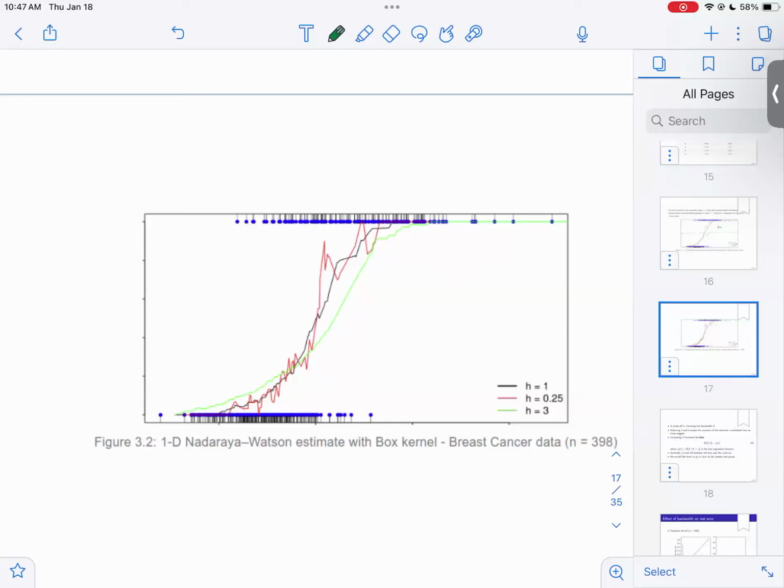Okay, so this is an issue which is often referred to as the bias-variance trade-off. This is trading off the bias for the variance. And this is something that we're going to spend some time discussing because it's an important issue.